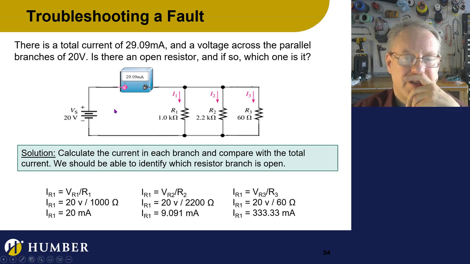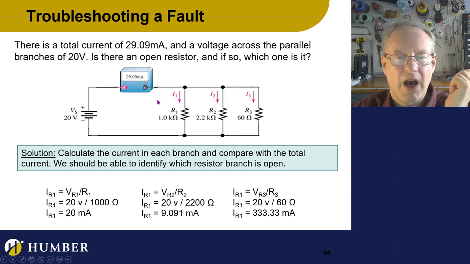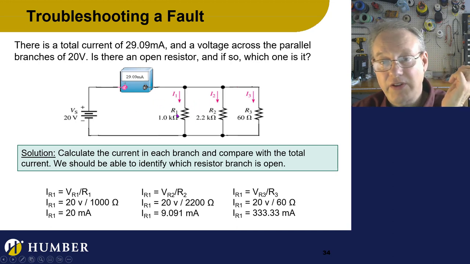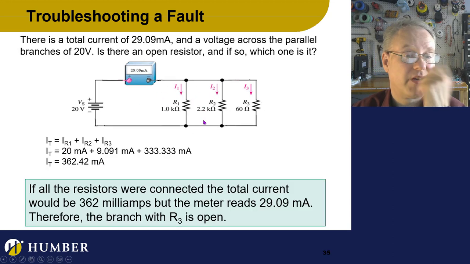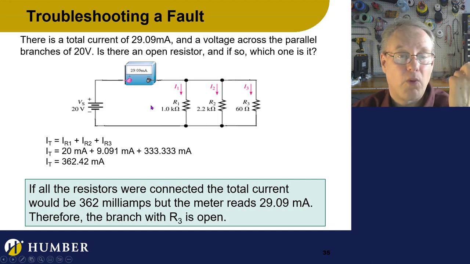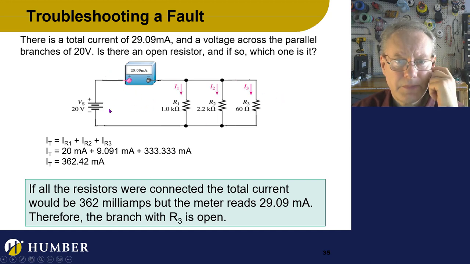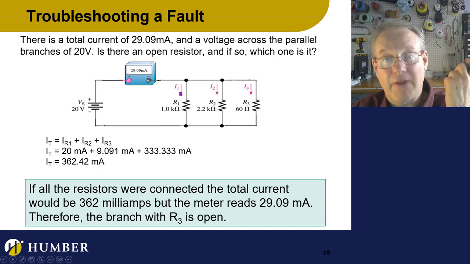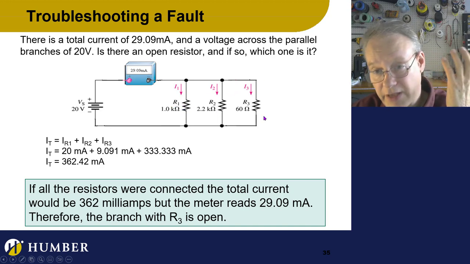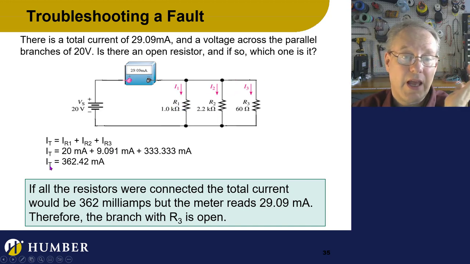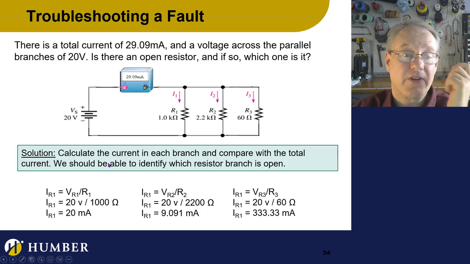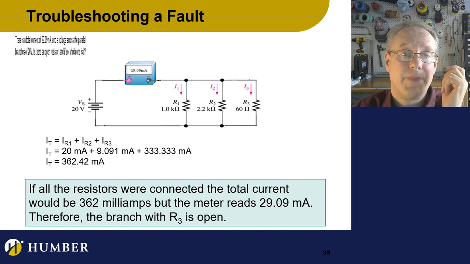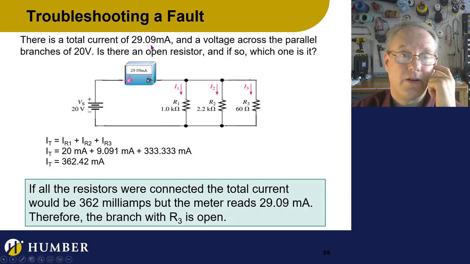But there are a bunch of different ways that we can unpack which of these is faulty by studying the current. Here, if I wanted to know the total current, I calculated the current here, here, and here, and I knew that this was the current that should be going through, but I actually had a different value going through, then I know that there's a problem.